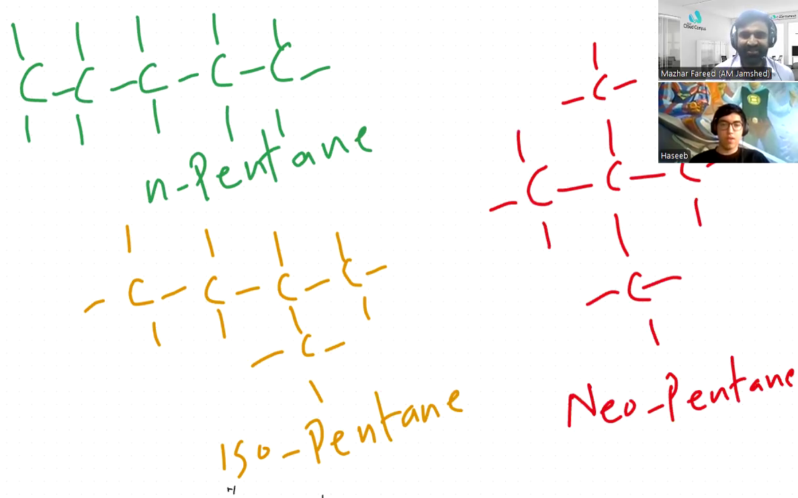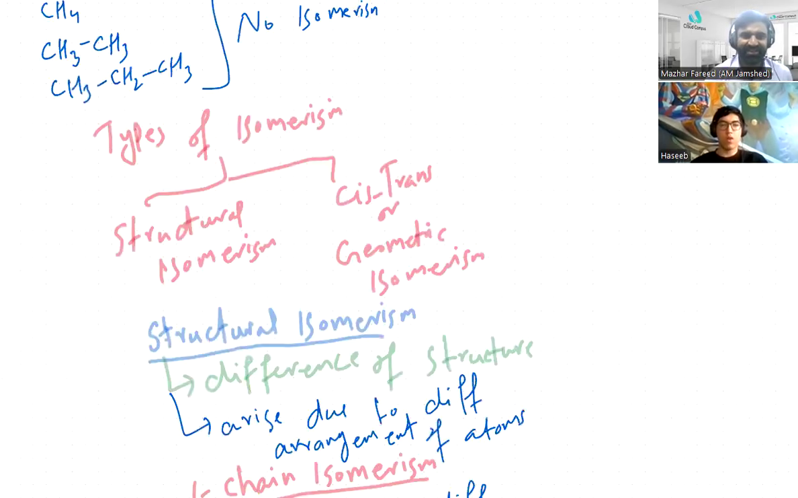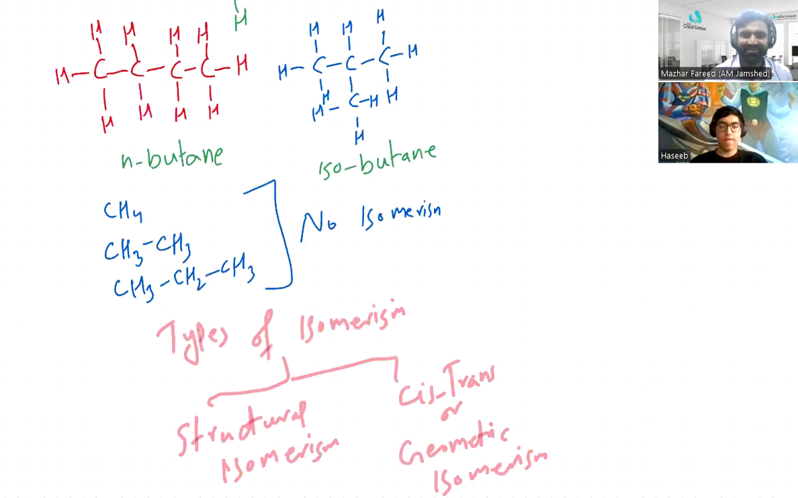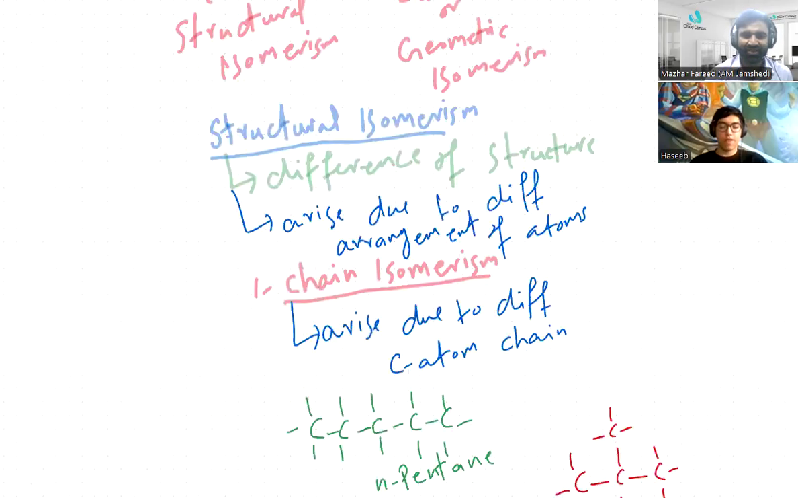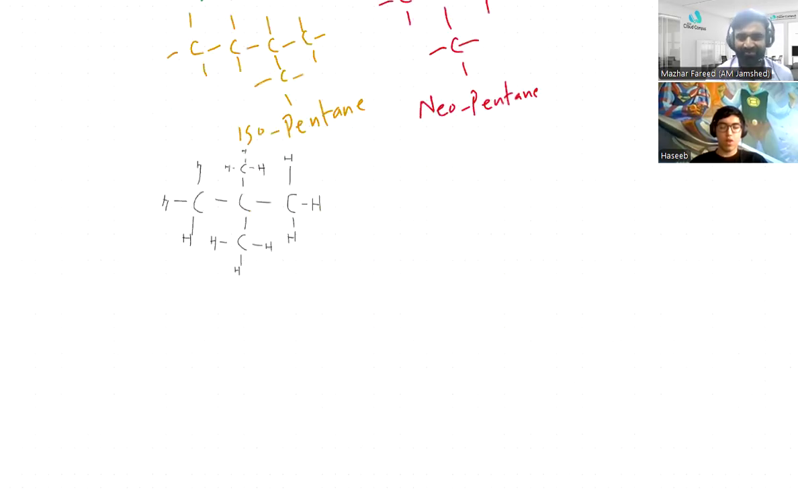So firstly, we explained the example of butane. Butane has 2 isomers. If we see here, methane, ethane, propane have no isomerism. But isomerism of alkanes starts from butane. So butane has 2 isomers and pentane has 3 isomers. So we can say this is the example of chain isomerism.